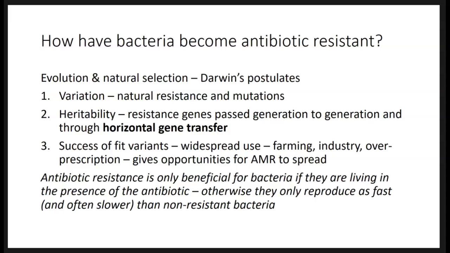So first, variation. If we look within natural bacteria populations, there are many mutations within those critical pathways that antibiotics target and work through. And so there are naturally occurring resistances to many of our important antibiotics. Also, those genes are heritable. They can be passed from generation to generation when those microbes reproduce. And also importantly for bacteria, some of those genes can be passed even to other species of bacteria through horizontal gene transfer.